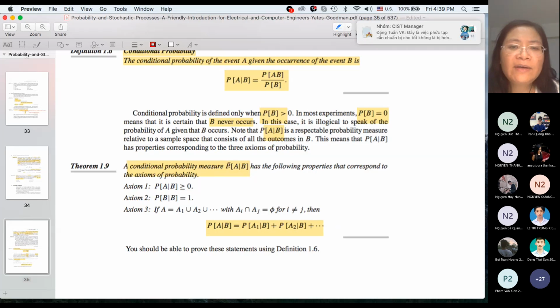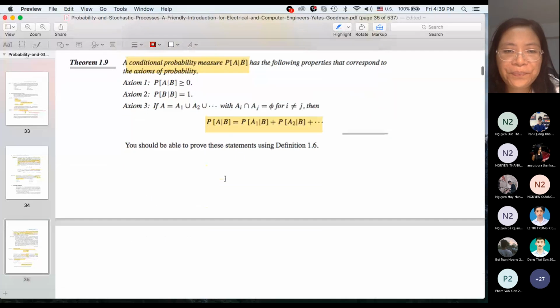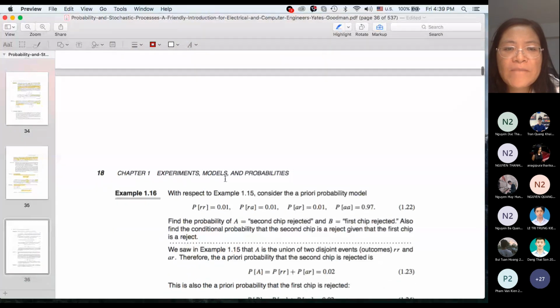Here the map from A given B, corresponding to the sample space, is a map from the sample space to the interval 0 to 1, satisfying the 3 axioms. So we call that conditional probability is probability. Conditional probability is probability, satisfying the 3 axioms. Now, an example.